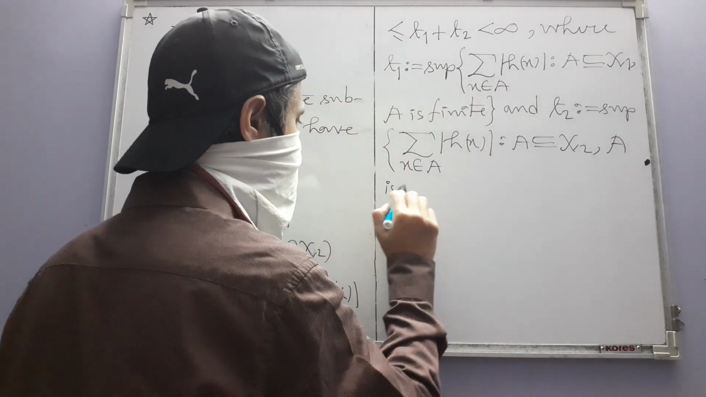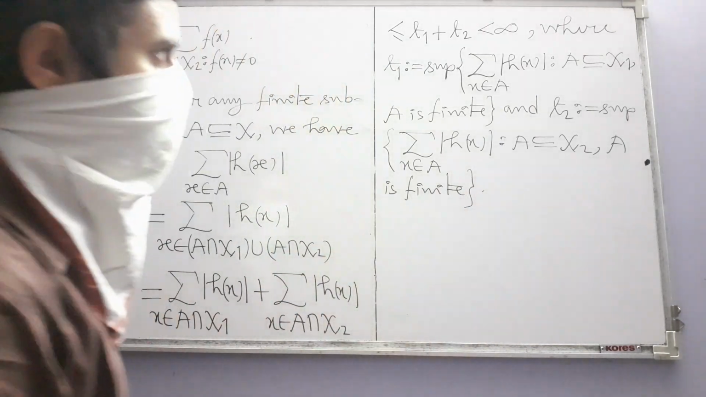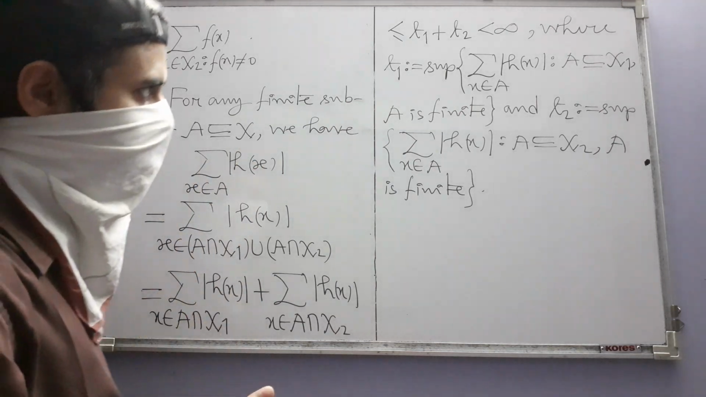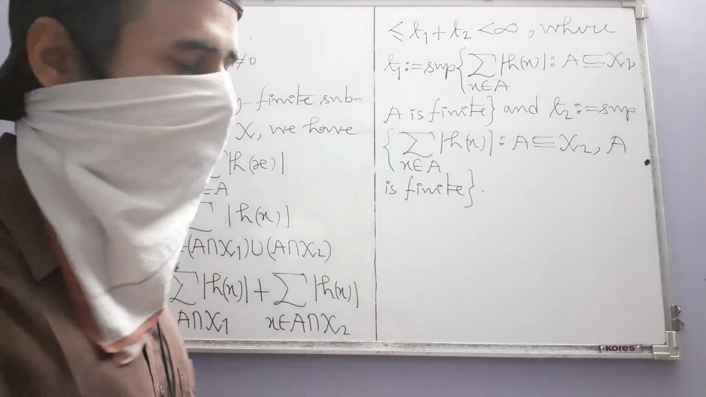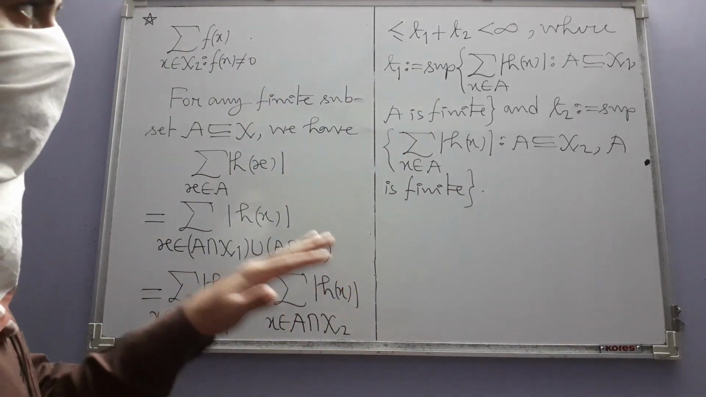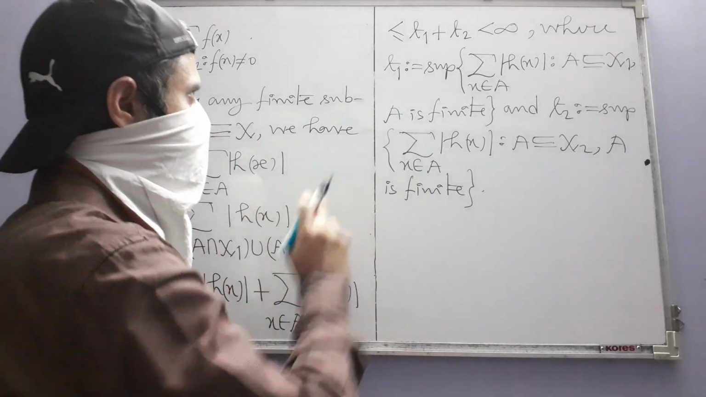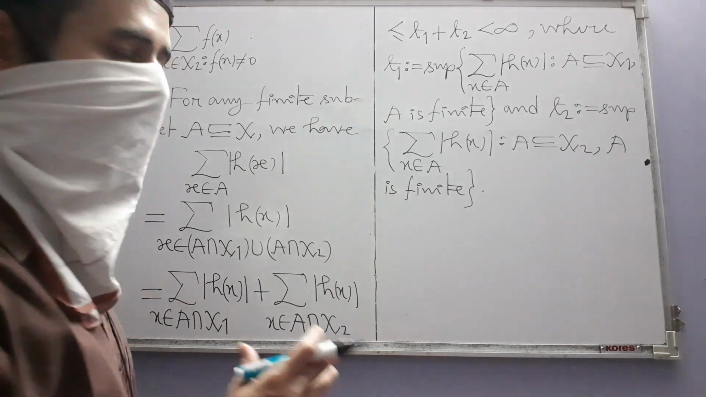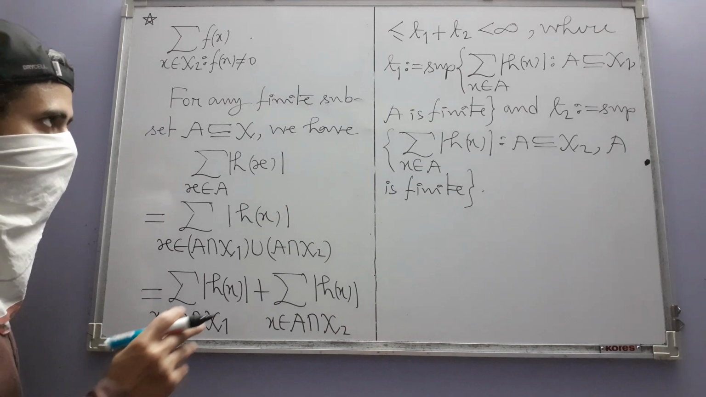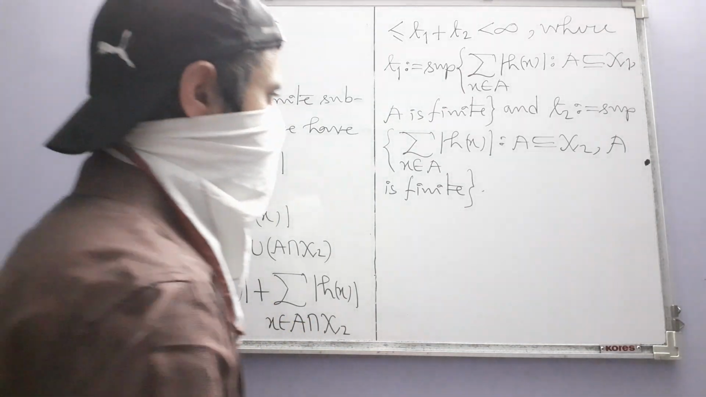Again, A is finite. Of course, you understand that the A here is not a fixed set, it is being used as a variable. Okay, it's nothing fixed. And because those two series are given to be absolutely convergent, these two suprema, T1 and T2, are themselves finite real numbers. And this now becomes less than or equal to T1 plus T2, which is also finite, strictly less than plus infinity.